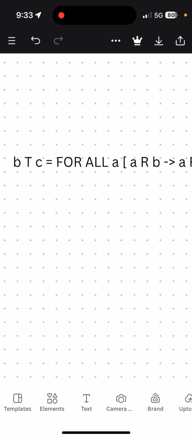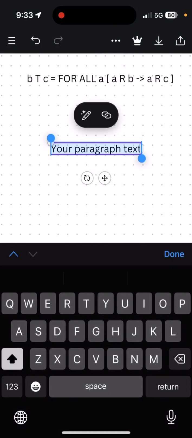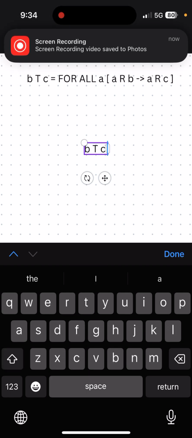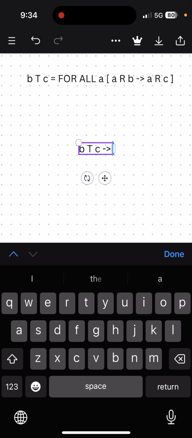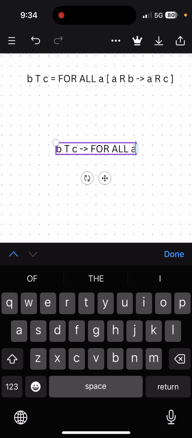But yeah, coming back to this. You don't do this with equality, you do it with an if-then statement. So actually, here's how we do it. So B, T, C implies, this is where I was wrong. And then you do for all A implies.